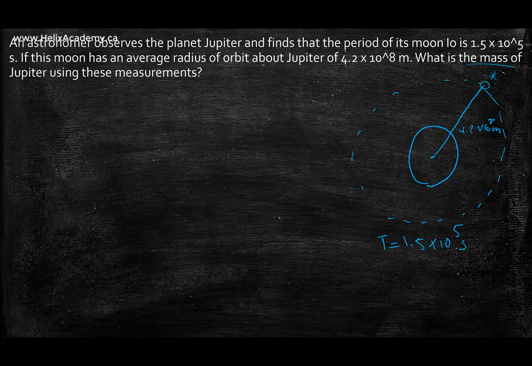Now, in order to find the mass of Jupiter, we will probably have to use the gravitational potential equation, which is equal to this, and then we can rearrange and solve for that. But before we get there, we're just going to talk about how we can rewrite this equation. So the centripetal force here is equal to the mass times the centripetal acceleration.